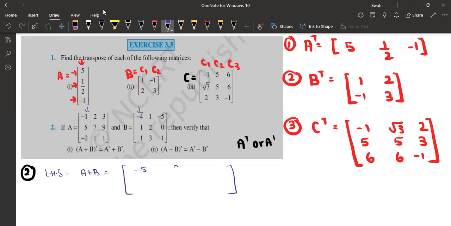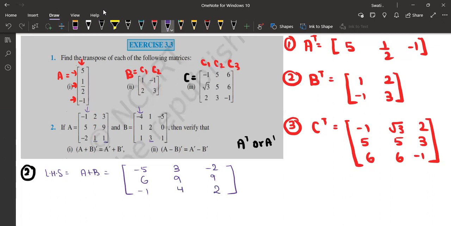2 plus 1, that is 3. 3 plus minus into minus is minus, so it is actually 3 minus 5 and that is minus 2. Next we have 5 plus 1, that is 6. Next we have 7 plus 2, that is 9. Next we have 9 plus 0, that is 9. Next we have minus 2 plus 1, that is minus 1. Next we have 1 plus 3, that is 4. And next we have 1 plus 1, that is 2.